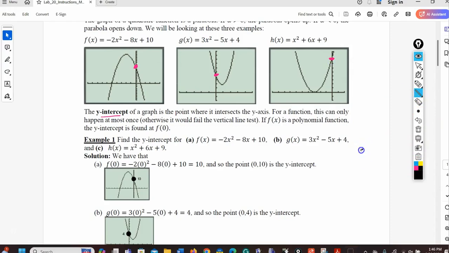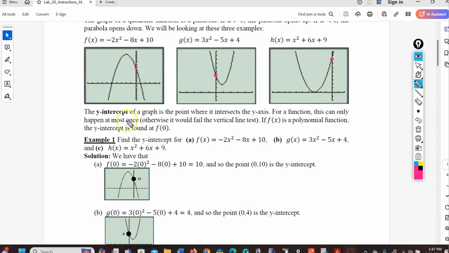So, for example, this graph has more than one y-intercept, more than one point where it's intersected with the y-axis. That is not a function. It fails the vertical line test. So we're going to be looking just at functions. And so as I drew here, these are where our y-intercepts are, and these are all easy to see, which won't always be the case.